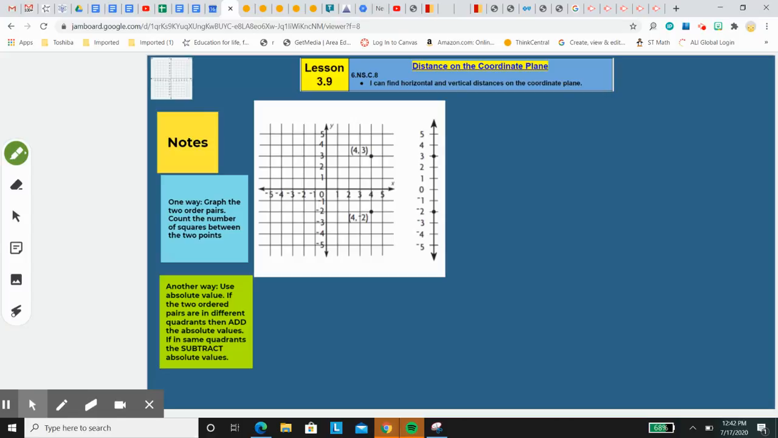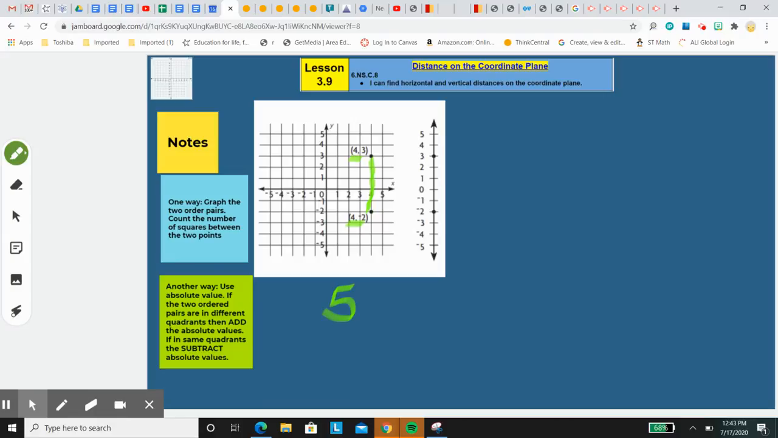Count the number of squares between the 2 points. So, how many squares are between there? 1, 2, 3, 4, 5. There are 5 squares. That means the distance between these 2 points, these two ordered pairs, will be a distance of 5. Okay, are you following me so far? All right, that's the easiest way to do it, is just to graph it and then count. If that's all you get, then that's what you need to do. Ask for a coordinate plane, graph your 2 points, and then count the distance.